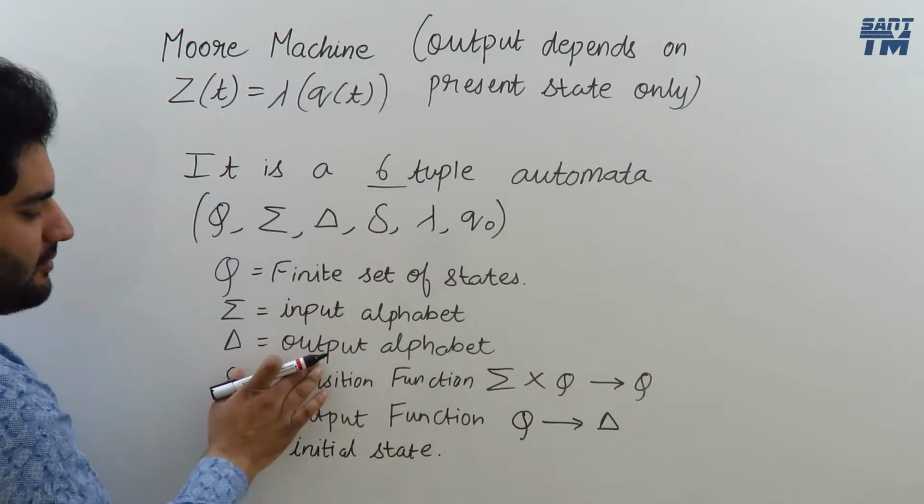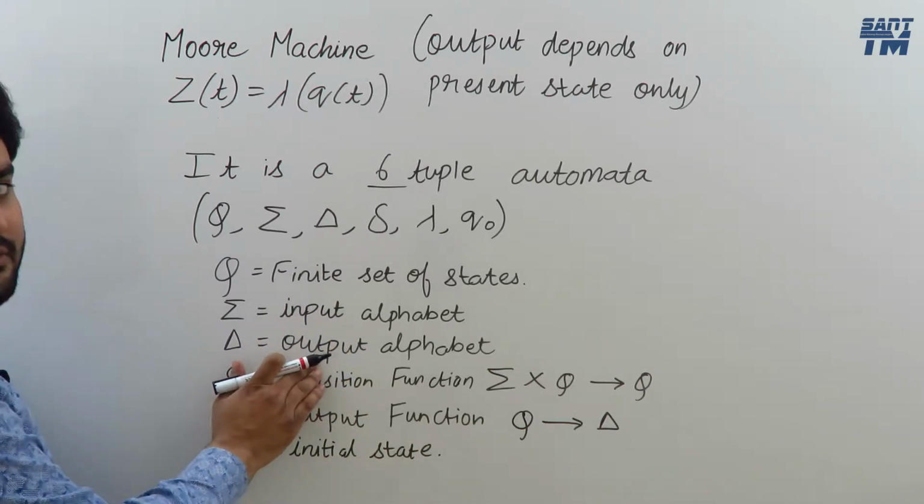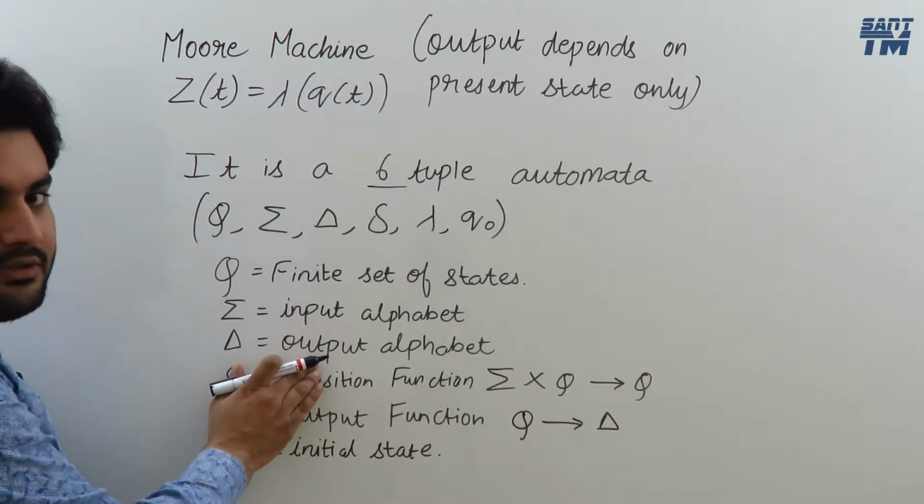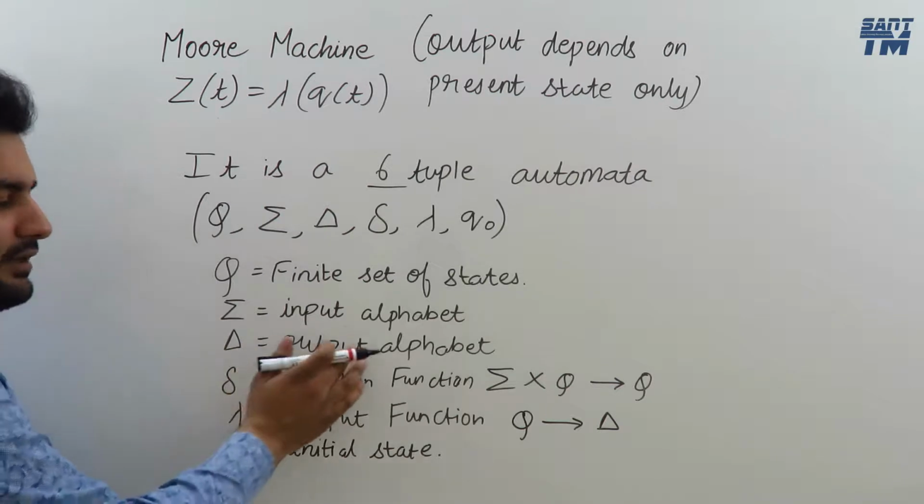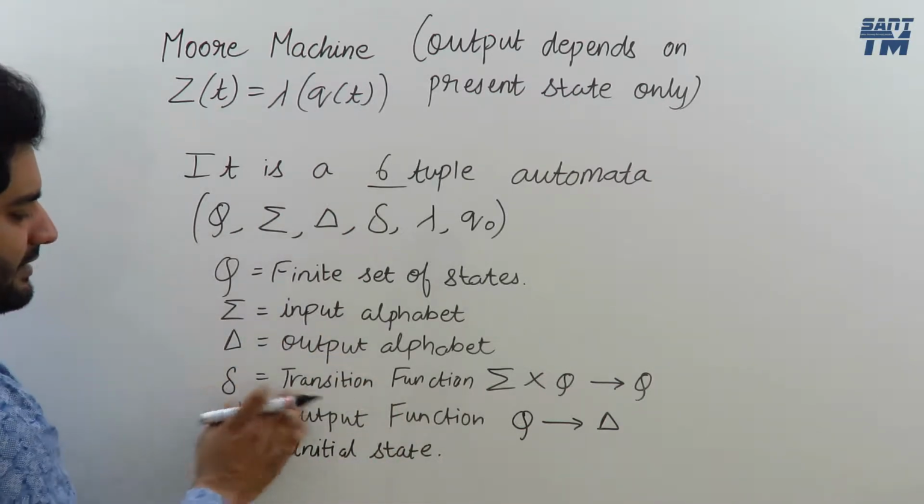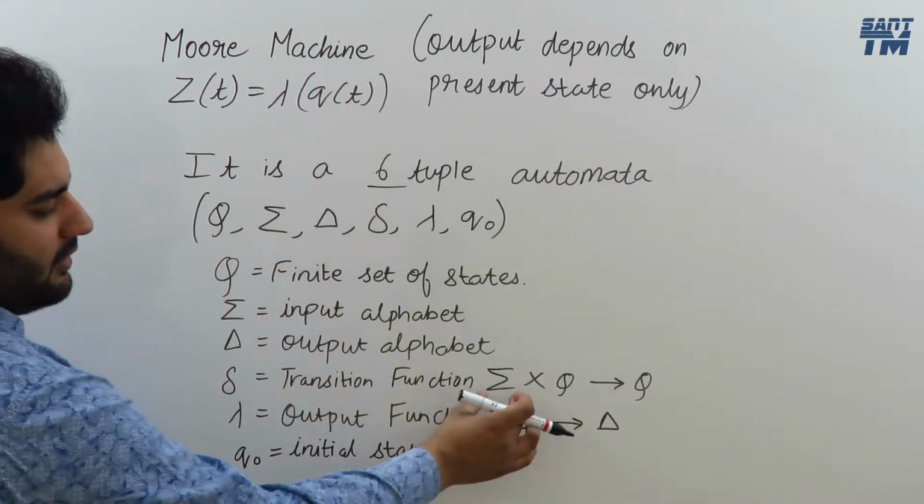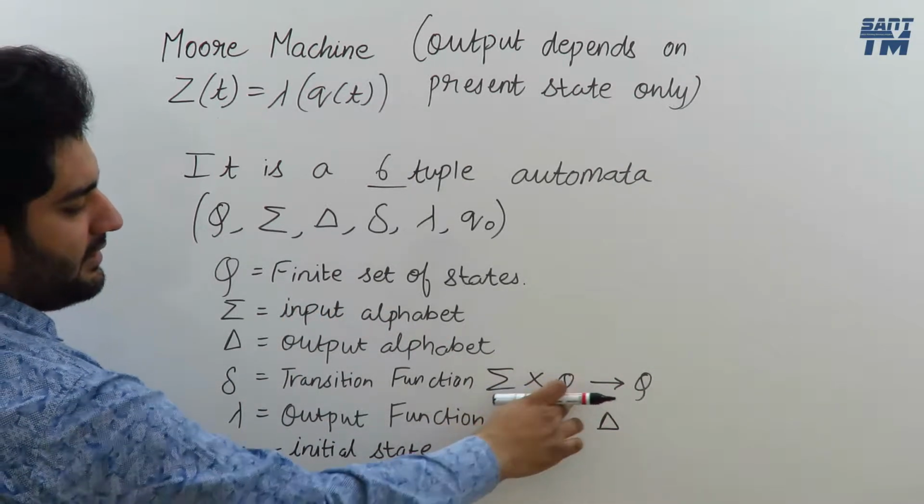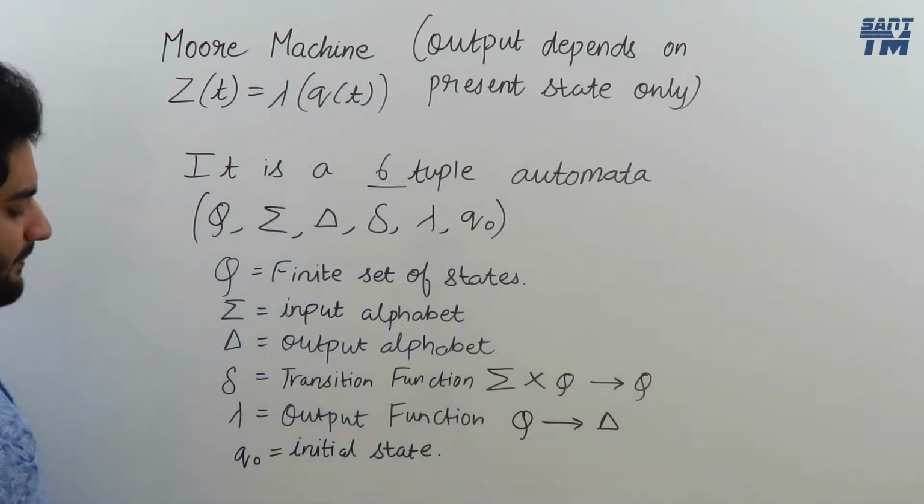Triangle is the output alphabet, that means the machine will produce some output, and those outputs will have some symbols. Those symbols will be present in this set called the output alphabet. Delta is the transition function, that means on applying an input symbol from the input alphabet on a state, the machine will move to another state.